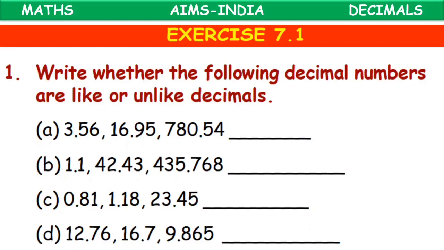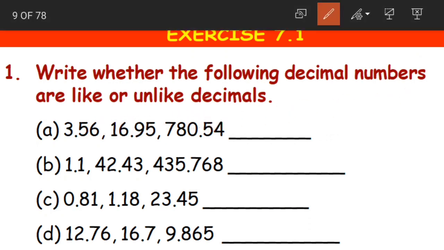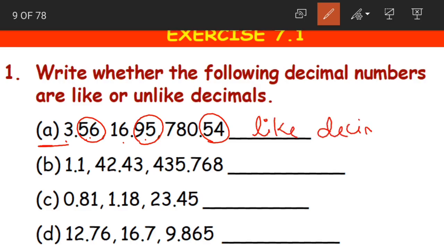Now moving to our exercise problems, write whether the following decimals are like or unlike decimals. What is the criteria, children? How can we find out? We need to count the number of decimal places. If you look at question A, 3.56, 16.95, 700.54. These three numbers are having the same number of decimal places, two. So these will become our like decimals.